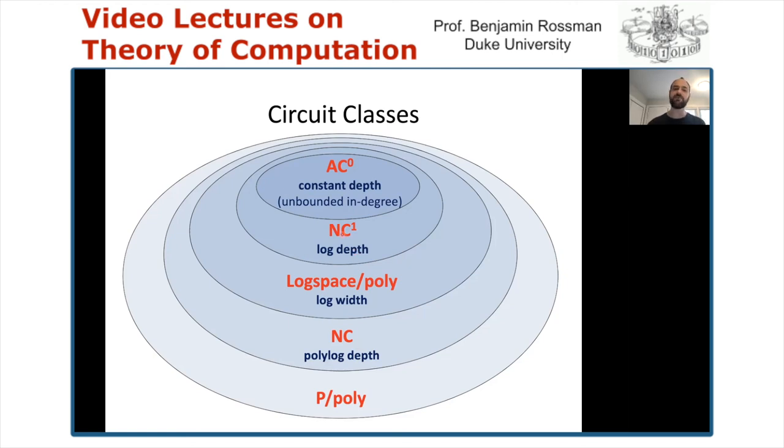And within NC1, a very weak class that's often studied is known as AC0. This is constant depth circuits where we allow AND and OR gates to have unbounded in-degree. This class is sufficiently weak that there are techniques to prove strong lower bounds. In particular, a classic result in circuit complexity shows that the parity function, which is computable in NC1, is not computable in AC0.